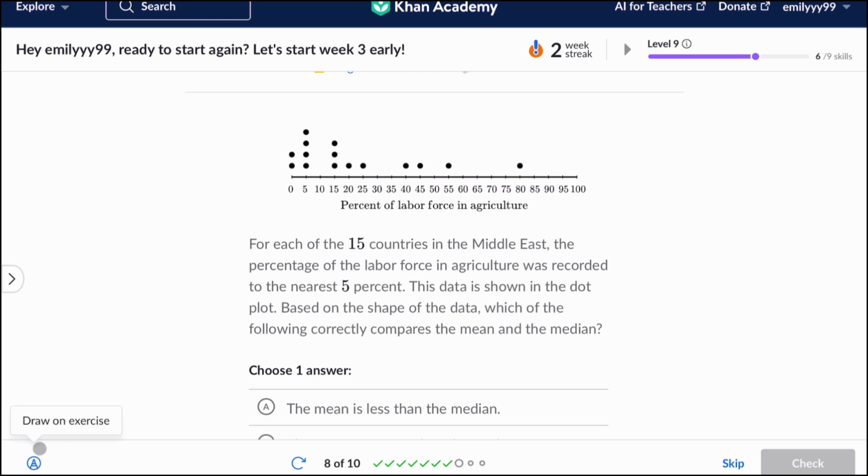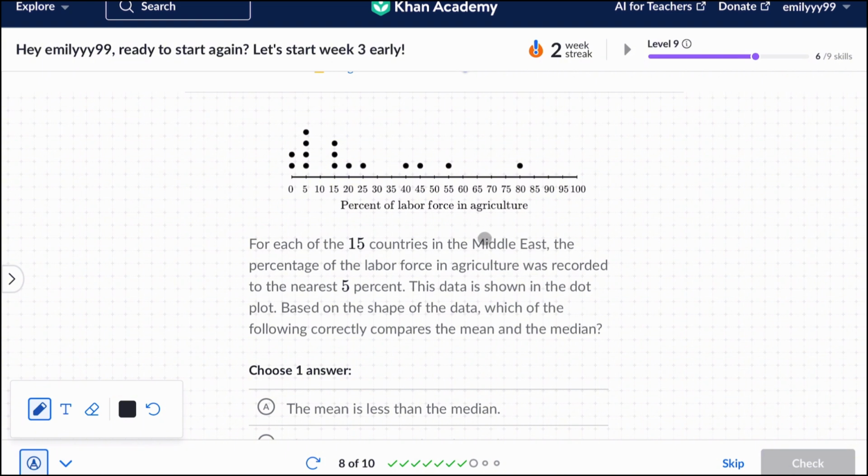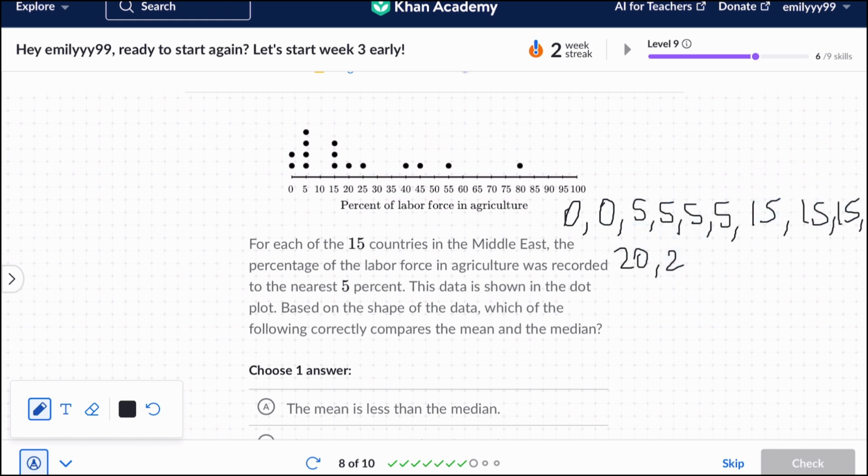So we can write down the median real quick. So we have 0, 0, 5, 5, 5, 5. Very quick way to do this. Obviously, you don't have to do this on the SAT. You just do really quick. So I would count this 1, 2, 3, 4, 5, 6, 7, 8, 9, 10, 11, 12, 13, 14, 15. So there's 15. So around number 8.